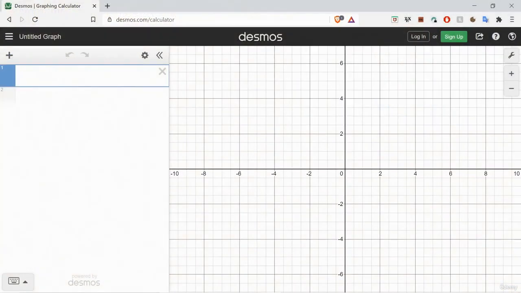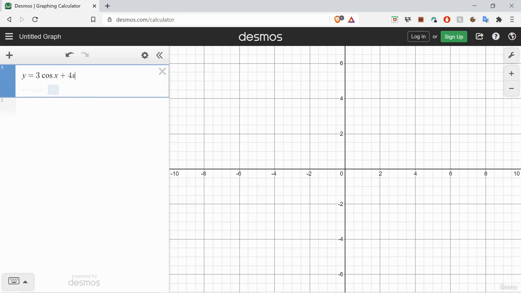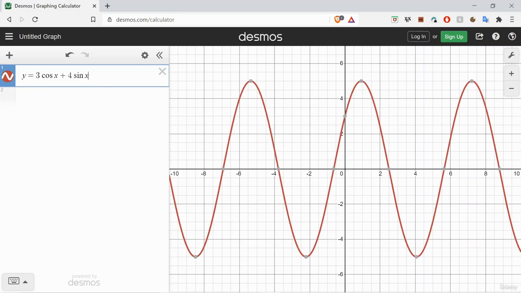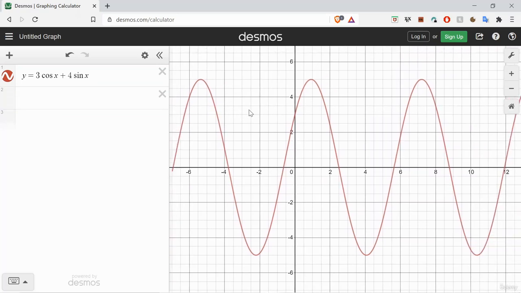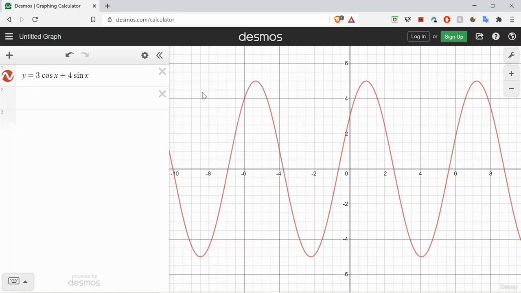Okay, so here I am in Desmos, and we can plot this. So if I plot y equals 3 cos x plus 4 sine x, and it's automatically plotting in radians, so it will always do that unless you specifically ask for degrees. Well, what do we notice? Well, when I add a bunch of cos x's plus a bunch of sine x's, the result looks very much like a sine curve or a cosine curve. And in fact it is.